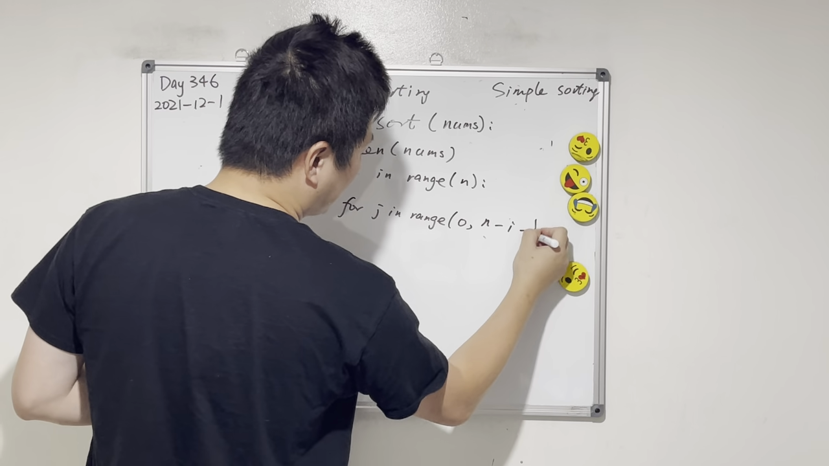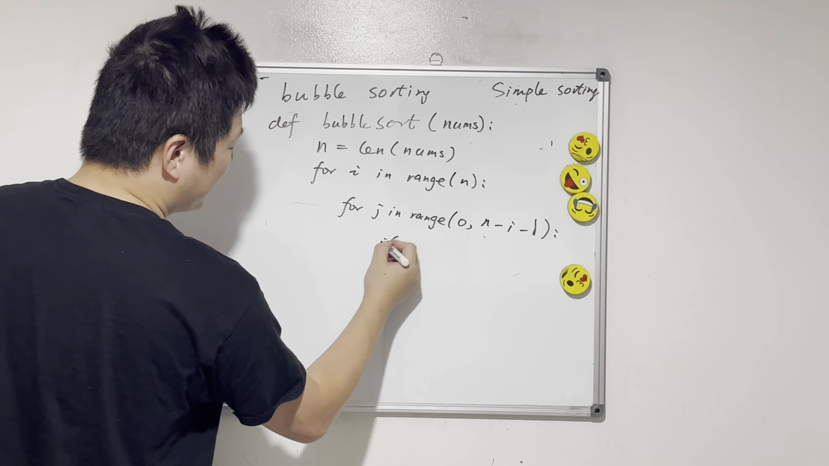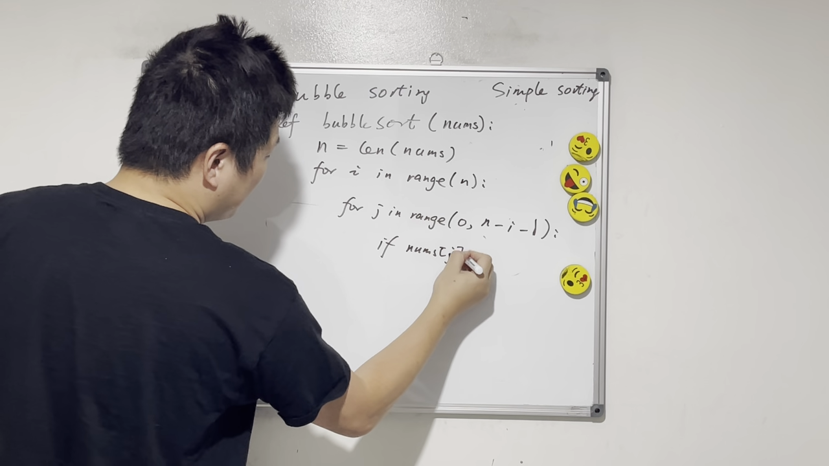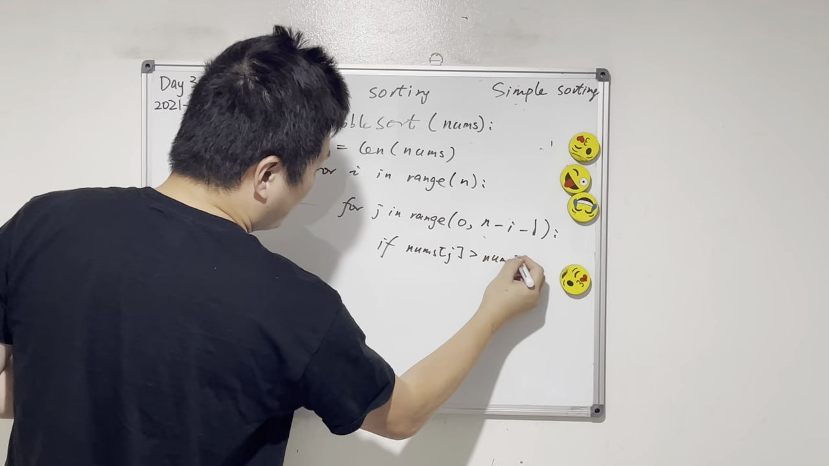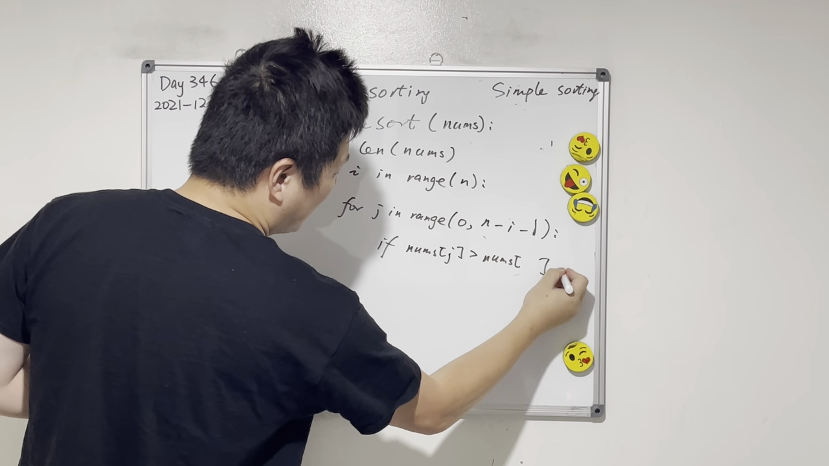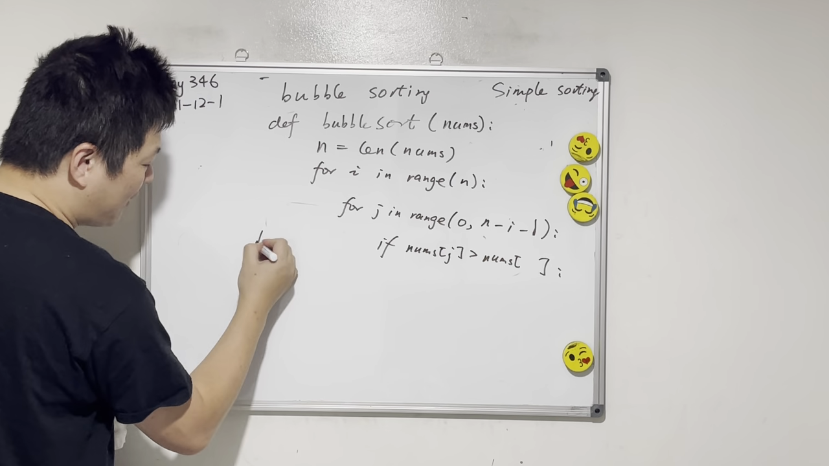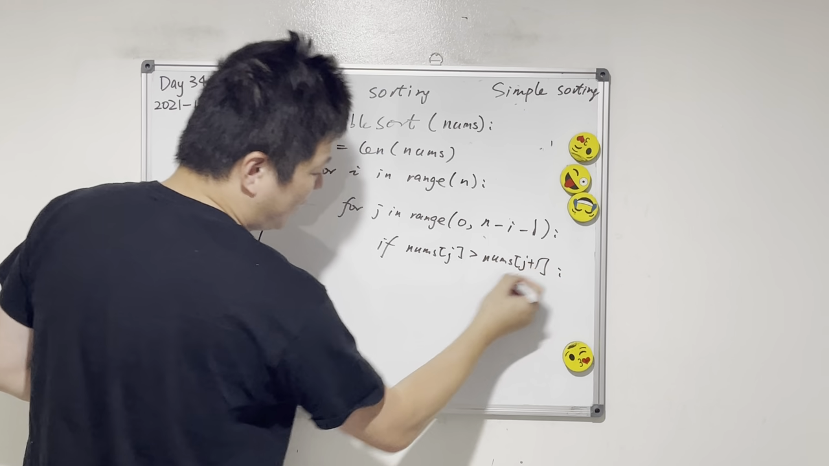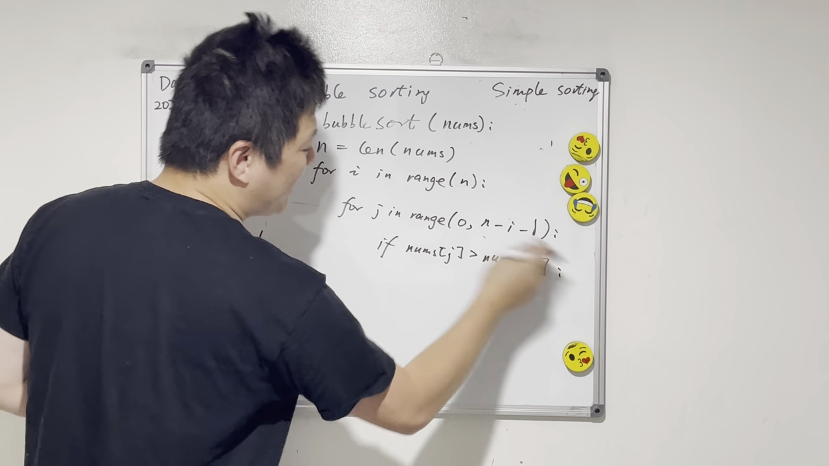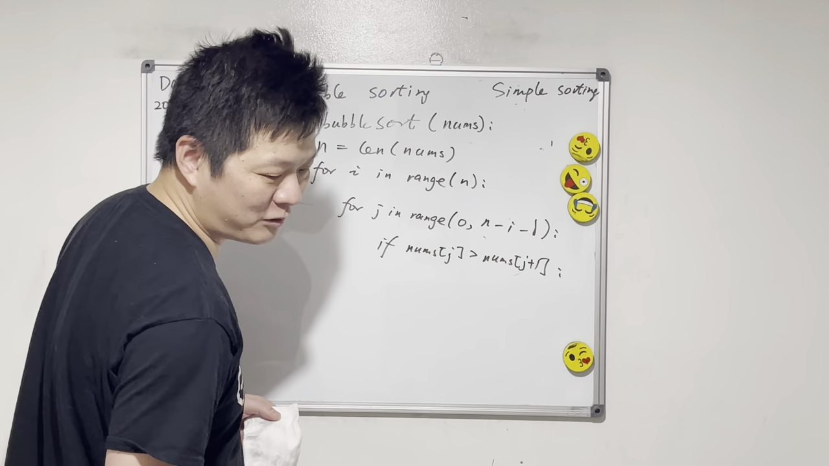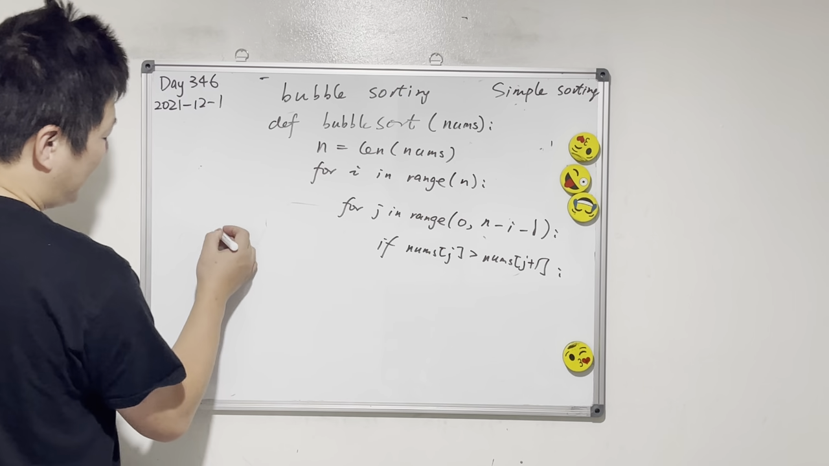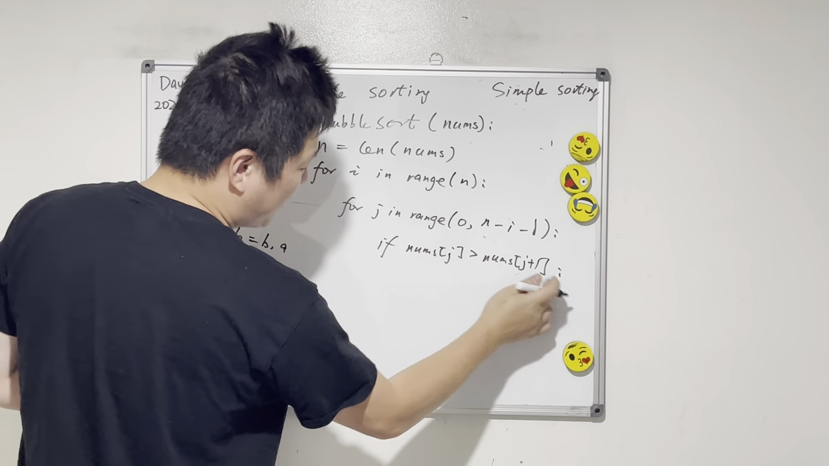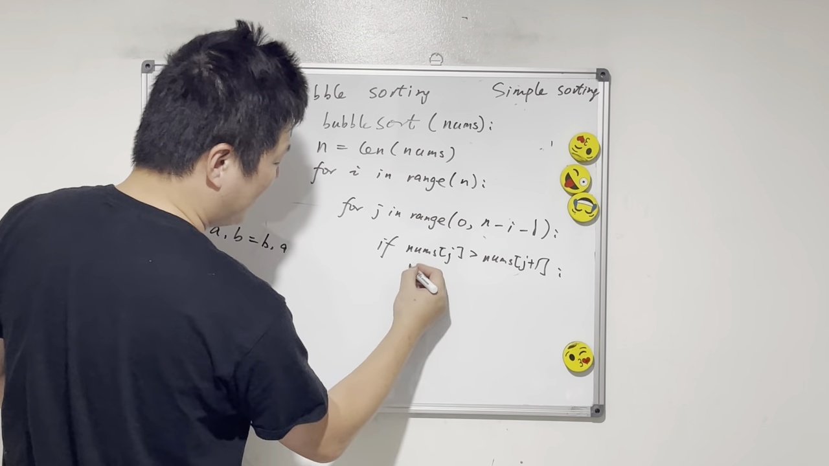Now I have to swap. If nums[j] is bigger than nums what? Come on, you can tell me. Nums[j] bigger than what's next? j plus one. Okay, if it's bigger, then I need to swap these two. How do we swap two things? By a, b equals b, a. So nums[j], nums[j+1] equals nums[j+1], nums[j].